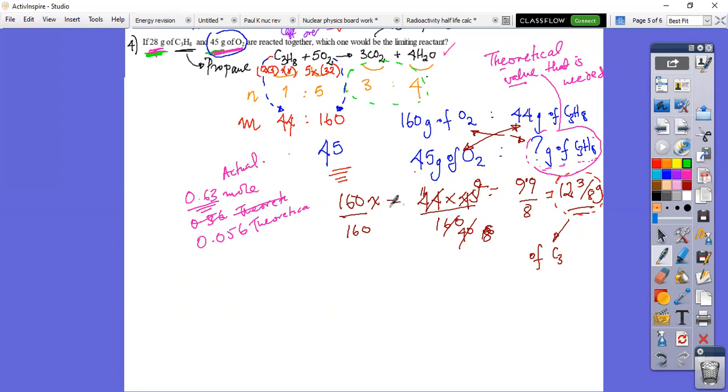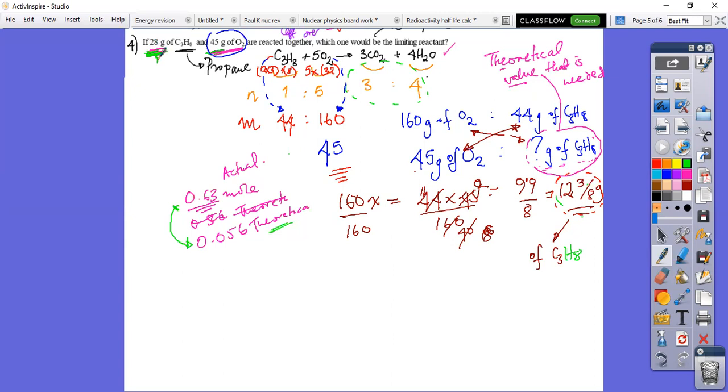So now again, compare these two numbers. Is the actual bigger than the theoretical? Yeah. So very good. Is that in excess? Very good. And we've reached the same conclusion by comparing the theoretical value of mass to the actual mass again. And the actual is bigger than the theoretical. So that must be in excess.